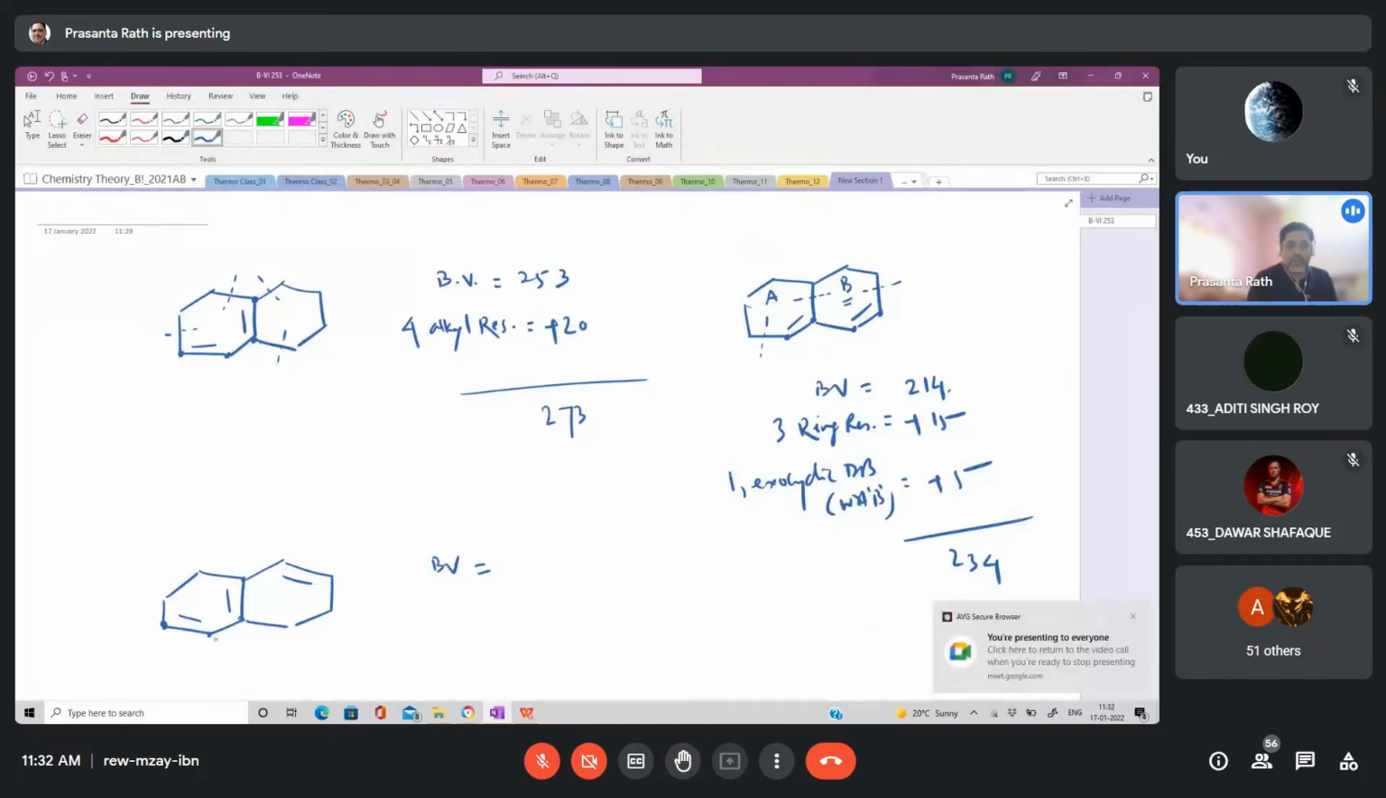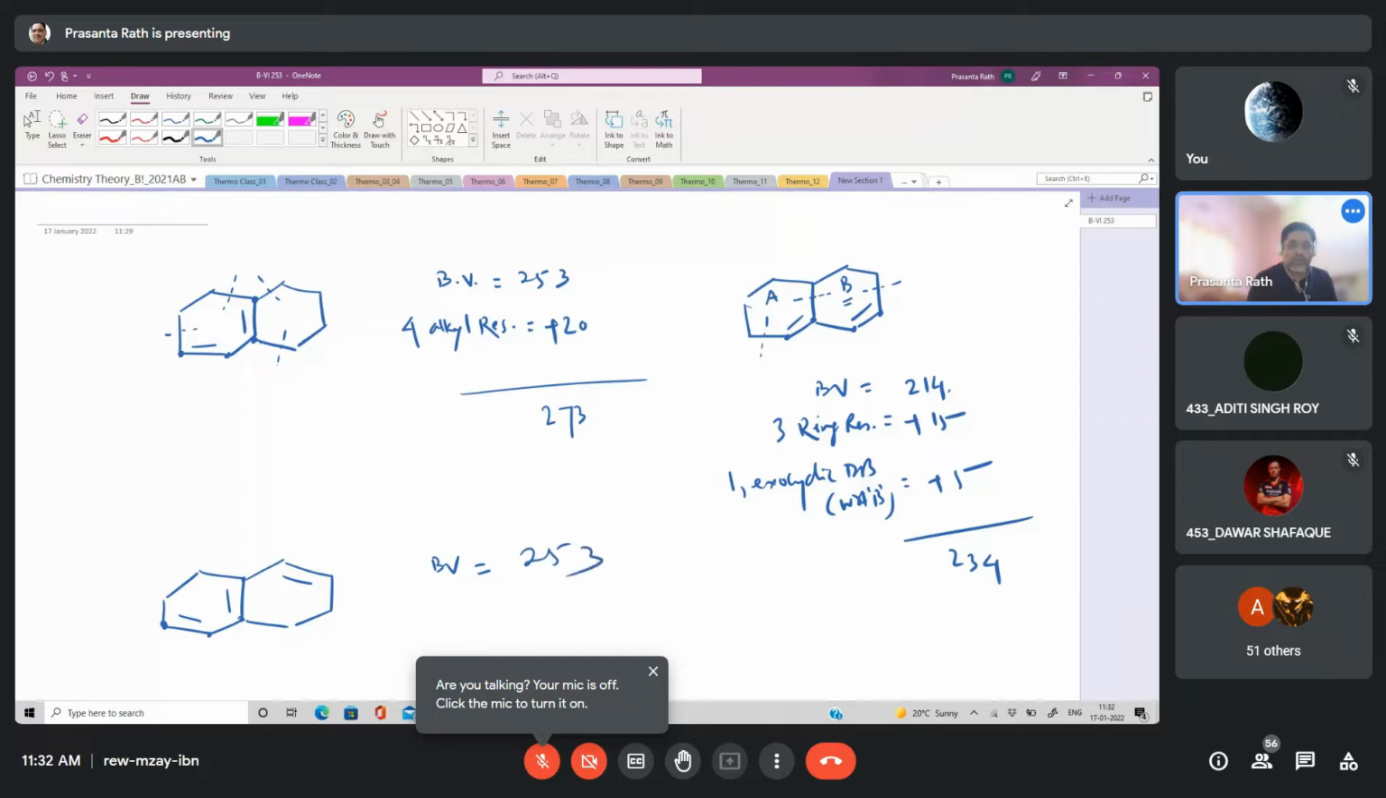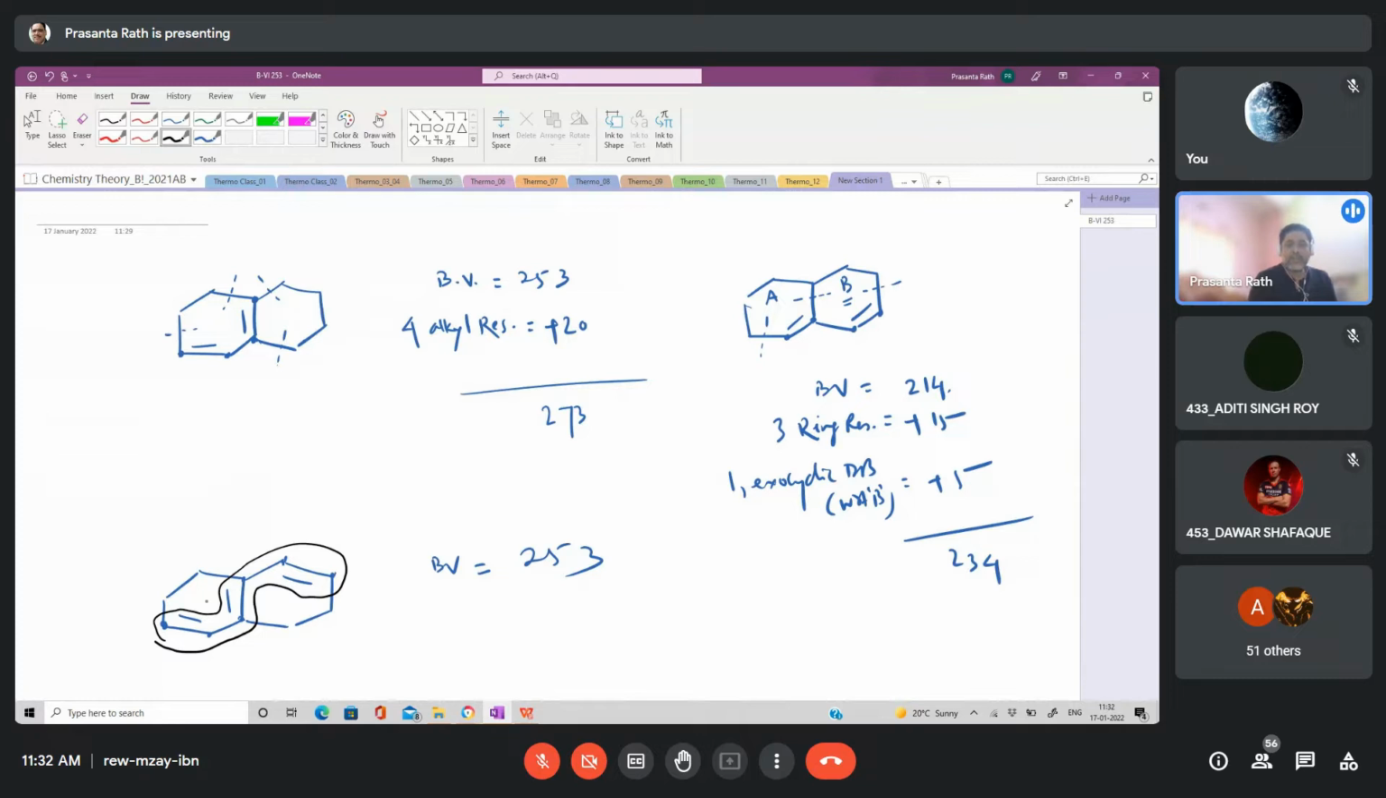So that is 1, 2, 3, 4. This is the homoannular diene system, so 253. And you see double bond, single bond, double bond. So this is an extension of the double bond, and the whole system we can consider like this. This is the whole conjugated diene system. So this is an extension double bond, so we have to write one double bond extending conjugation. So that is plus 30.